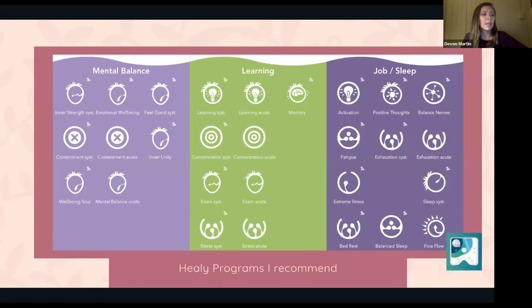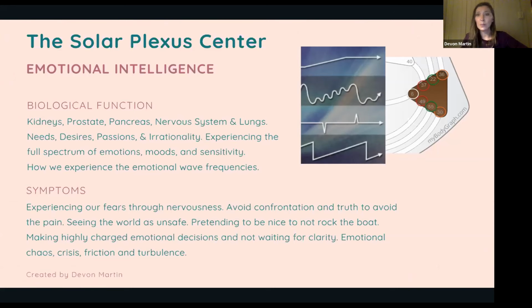Now, last but not least, we could talk about this guy forever, is the solar plexus, which is our emotional intelligence. And this is our emotional wave frequencies. So the biological function of this is the nervous system, the kidneys, the lungs. I think we could all probably think back to a time when we felt really nervous or emotionally overwhelmed. It changes the way that we breathe, and our nervous system, when we feel that physical nervousness. So the solar plexus is basically how we experience a full spectrum of emotions, moods, and sensitivities.